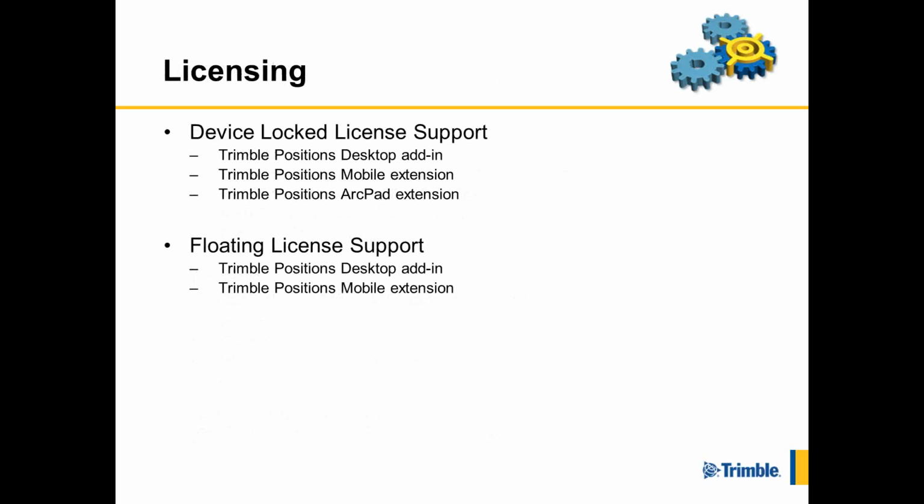The licensing is pretty interesting. Many of you will notice that the licensing hasn't changed that much. The Trimble Positions desktop add-in can be a locked license, meaning a single-use computer, or it can be a floating license, just like always. In other words, a license manager comes with the Positions desktop add-in. Trimble Positions Mobile is going to be locked into a single device, or that can be a floating license. That's quite interesting because typically mobile software is tied to the mobile device. But in this particular case, the Trimble Positions mobile extension can be moved from one device to another. So that's kind of a breakthrough in mobile licensing. And then finally, the Trimble Positions ArcPad extension is obviously locked into that particular mobile device. And once again, you can see the floating license is now supported by the desktop add-in and Trimble Positions Mobile.